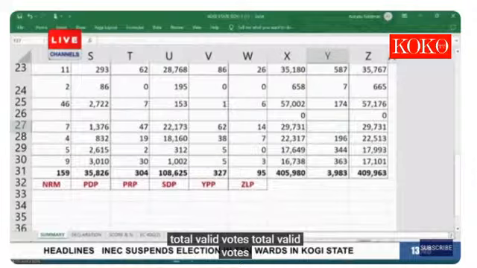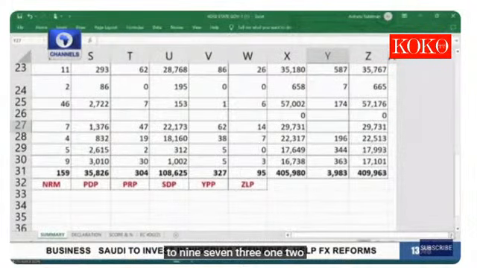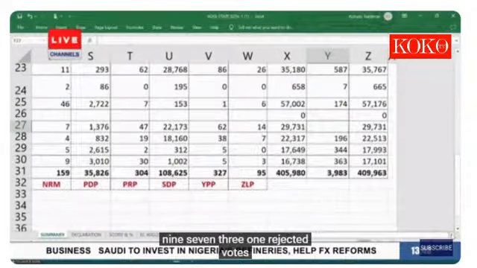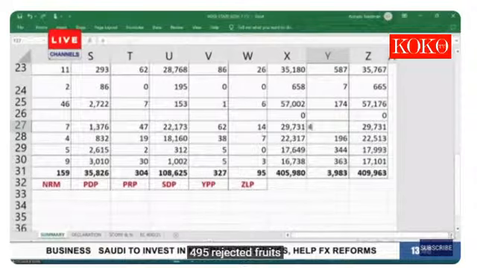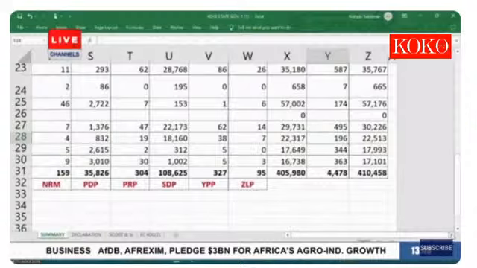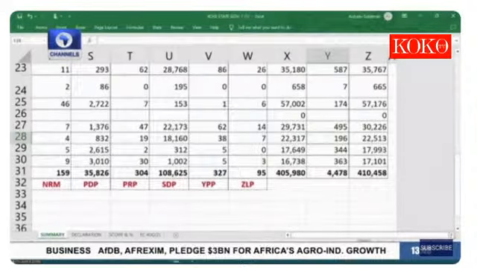Total valid votes, 29731. Rejected votes, 495. Total votes cast, 30226. Thank you very much.